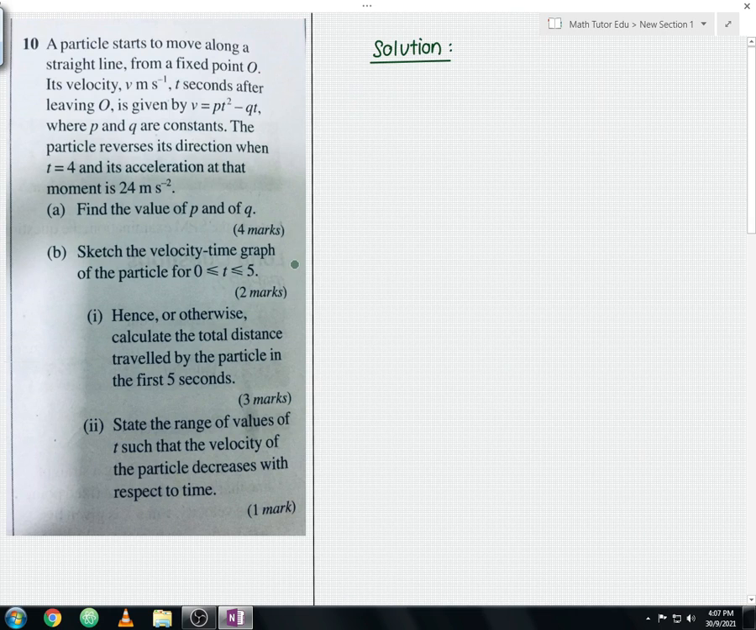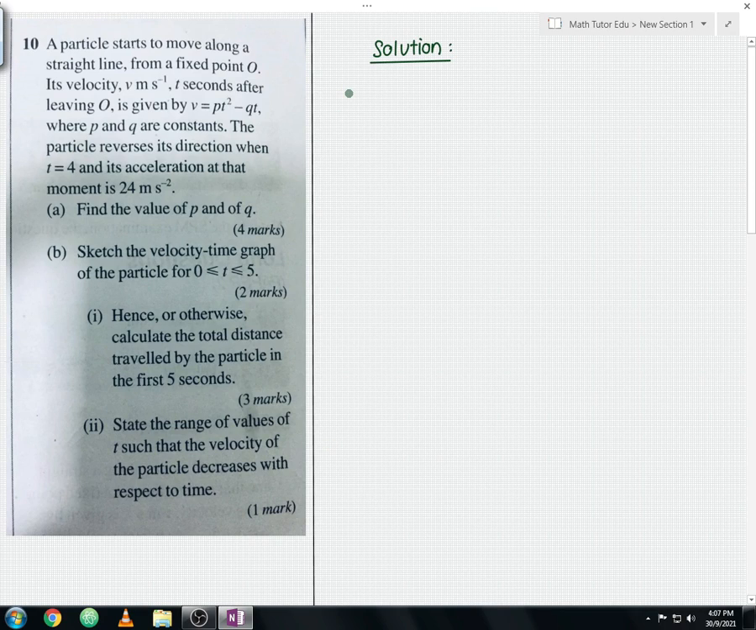For question part B, sketch the velocity-time graph of the particle for the range 0 less than or equal to t less than or equal to 5. Within question B, part 1, hence or otherwise calculate the total distance travelled by the particle in the first 5 seconds. For question B, part 2, state the range of values of t such that the velocity of the particle decreases with respect to time. So this is the overall question.